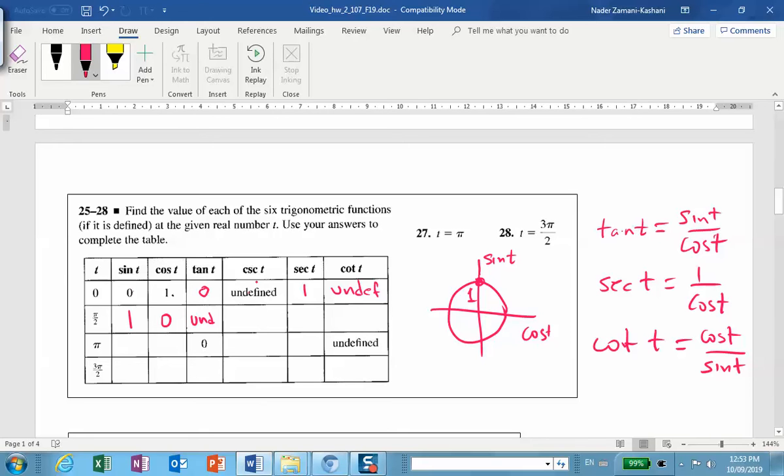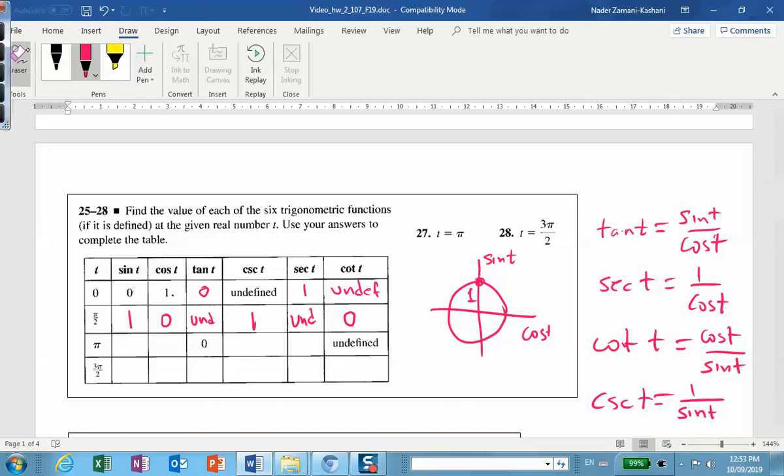Okay, and cosecant, remember cosecant of t is 1 over sine t, and the value of sine t is 1, so this is a 1. Secant of t is 1 over cosine, but cosine is 0, so this is undefined. Cotangent, just look at the definition, is cosine over sine, no problem, 0 over 1 is going to give you 0. Okay, let's look at pi.